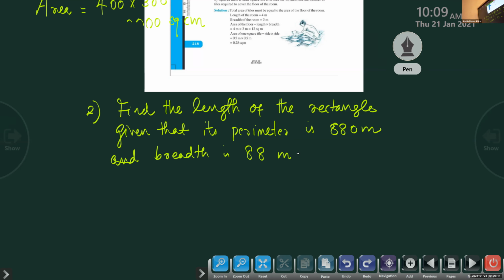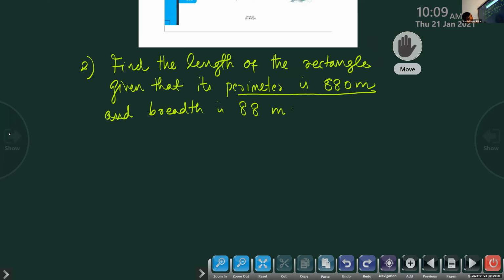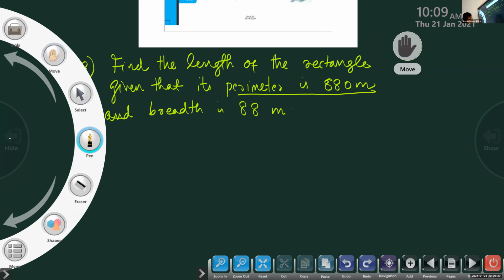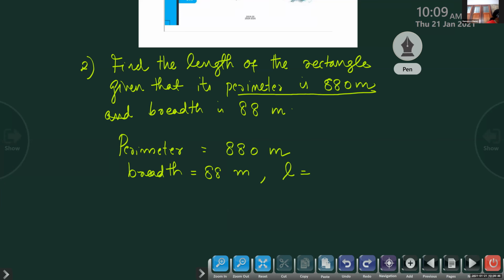Okay, children. So when you get a question, you read out the things and write what all things are given here. Its perimeter is given and breadth is given. We have to find the length. So perimeter equal to 880 meter. Breadth we know, breadth is 88 meter, but length we don't know. So all these things you have to write.